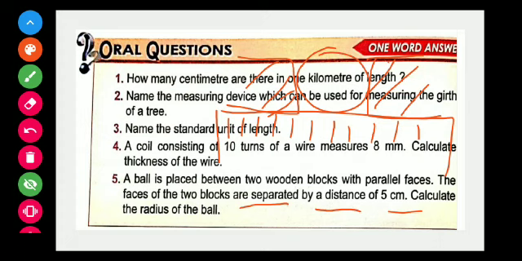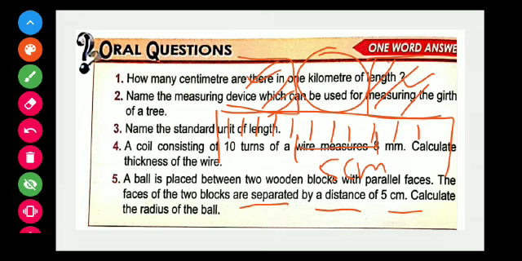A ball is placed between two wooden blocks. This is your first wooden block, this is your second wooden block, and the ball is placed between the parallel faces. The faces of the two blocks are separated by a distance of 5 cm. The distance between the two blocks is 5 cm.